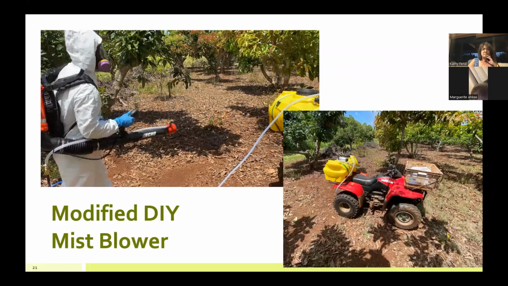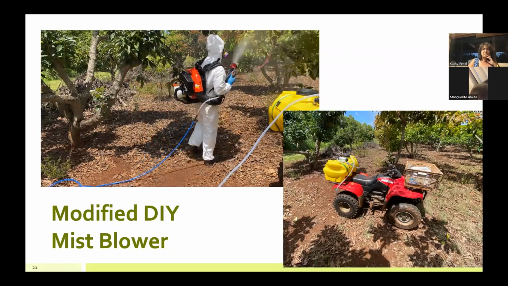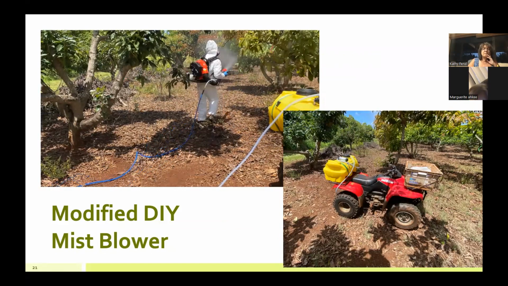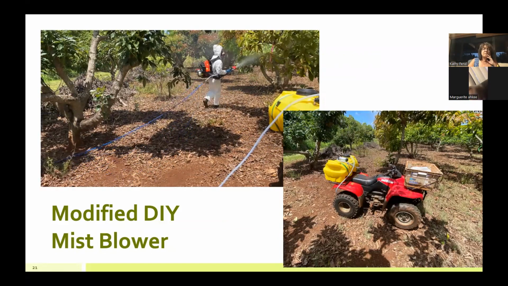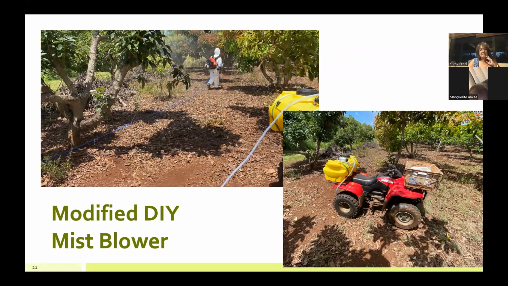For those of you that don't know what a mist blower does, it basically shoots out liquid with air pressure. This is basically a leaf blower that's atomizing the liquid into the air so that it can cover the leaf surface. And by attaching it to a larger tank, we have more range to cover.